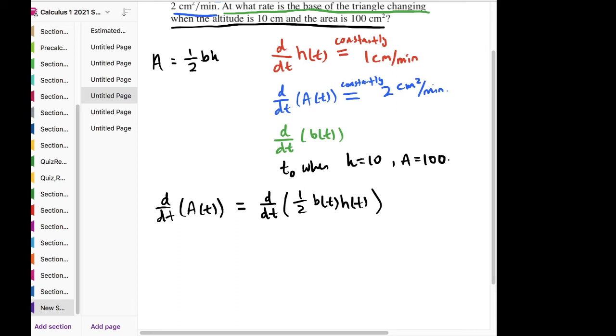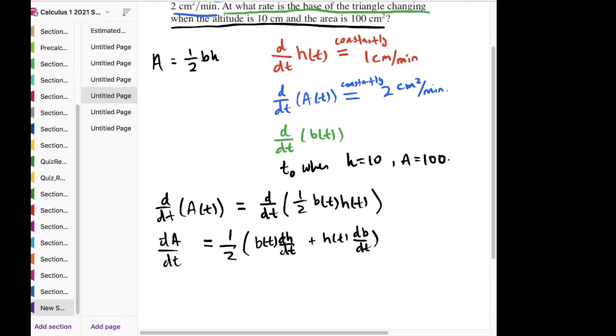By the way, this is why I like to put the of t's, because this is a product rule. If you didn't put the of t's, you might think they're constants, which they're not. Yes, we need the product rule. So let's do b of t dh dt plus h of t db dt, and this is equal to dA dt.